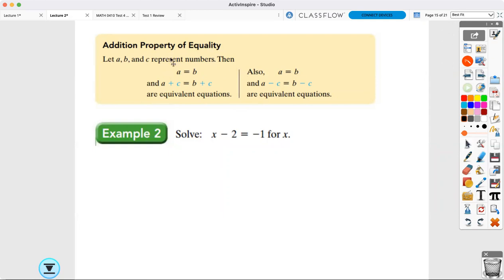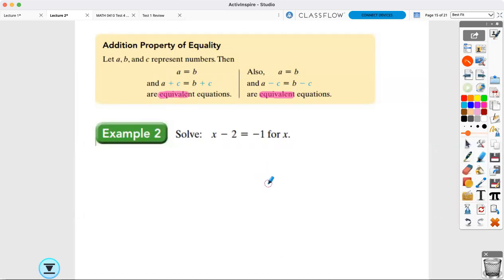While you guys are writing the addition property of equality, I'm gonna read it to you. Let A, B, and C represent numbers, then A equals B and A plus C equals B plus C are equivalent equations. Also, A equals B and A minus C equals B minus C are equivalent equations. So the key word here, guys, is equivalent, right? So what does that mean? What is this property emphasizing for us?